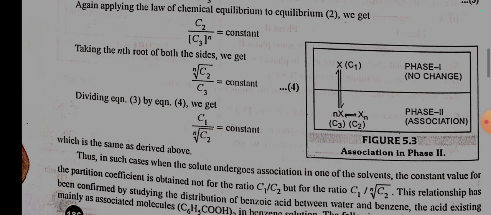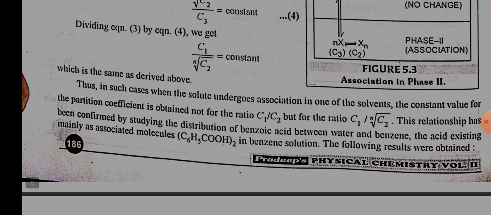as derived above. Thus, in such cases, when the solute undergoes association in one of the solvents, the constant value for the partition coefficient is obtained not for the ratio C1/C2 but for the ratio C1/C2^(1/n). This relationship has been confirmed by studying the distribution of benzoic acid between water and benzene, the acid existing mainly as associated molecules (C6H5COOH)2 in benzene solution. The following results were obtained.